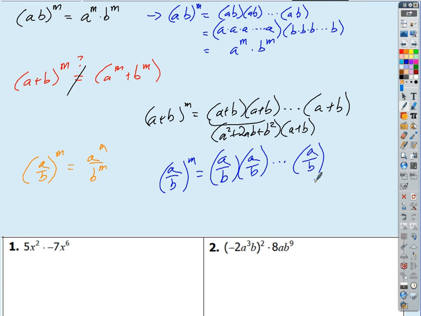How many times am I multiplying those? M. Okay, so then I could simplify this by just multiplying straight across all the numerators, right? So I'm getting A times M times over B times B times B M times. Isn't that just A to the M over B to the M? Yes. Okay.